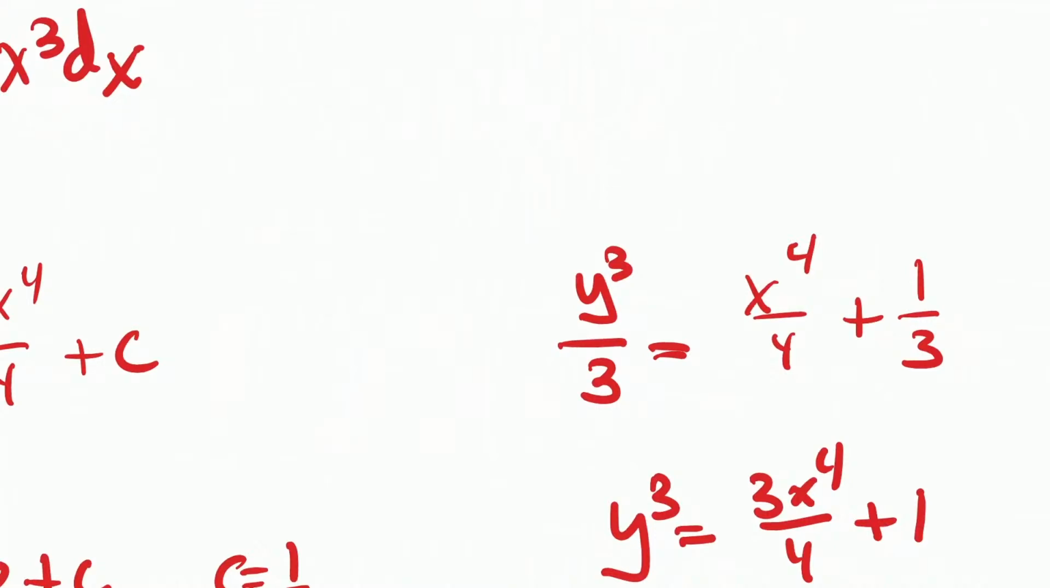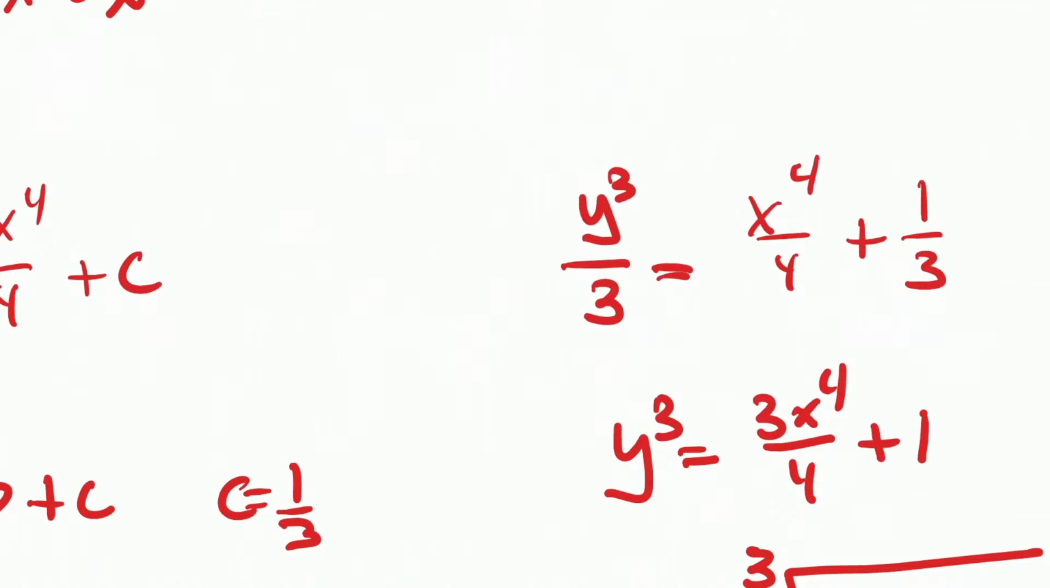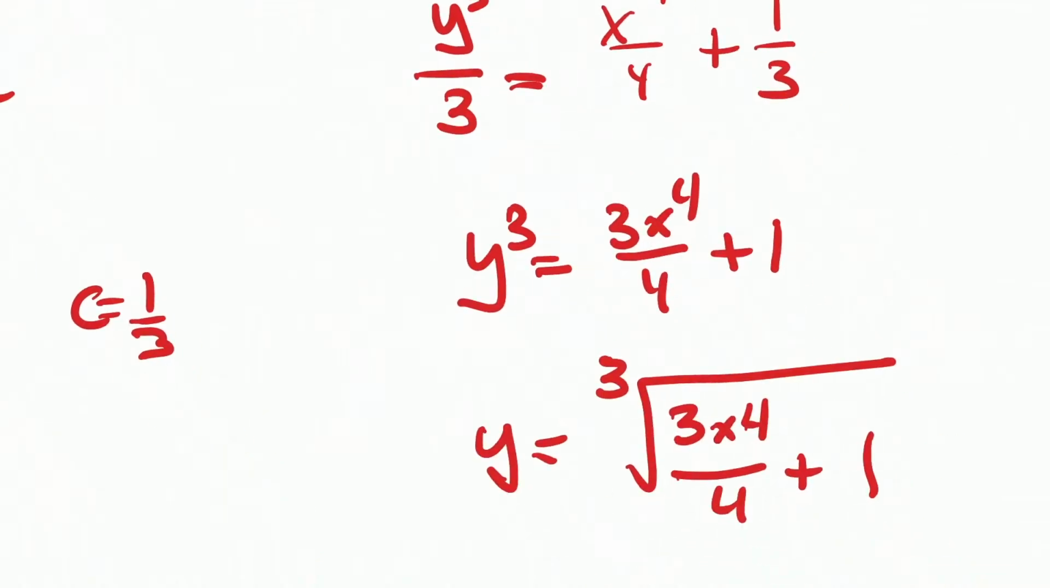And then I thought, wait a minute, I've got to solve for y. So I multiplied everything by 3. That got rid of the 1/3 and turned it into a 1, 3/4, and then did the cube root of both sides. So you got this. That's supposed to be 3x to the 4th. I don't know why that 4 looks so low.